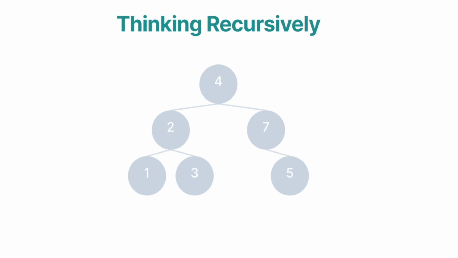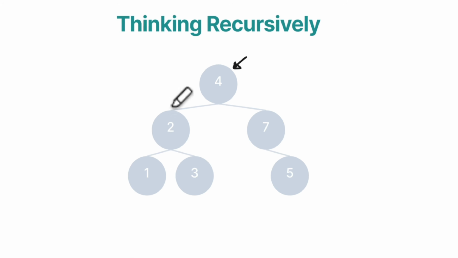So to solve this question of finding the sum of the nodes in a binary tree using recursion, we're going to need a different approach. And our approach is going to look like this. We're going to pick a node in our binary tree. Let's just pick the root node for now. And we're going to think in terms of this node's left and right subtrees. So here's the left subtree and here's the right subtree.